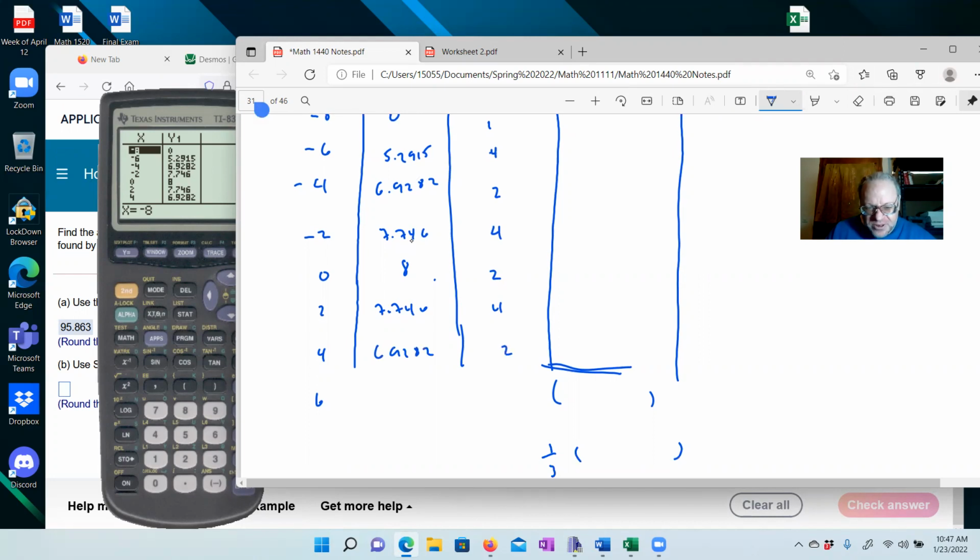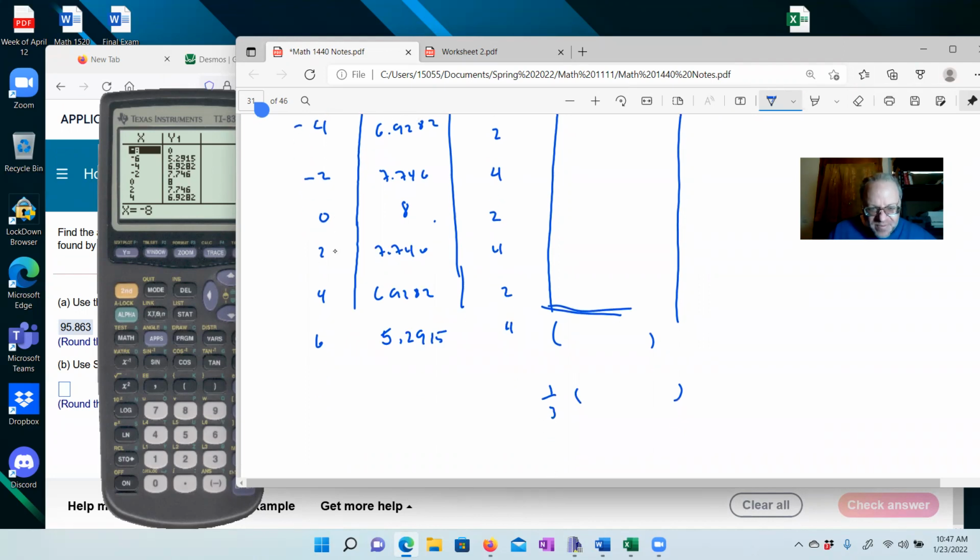6.9282. That's back down to a 2. Okay, at 6, this was 5.2915. This got up to a 4. And then finally we get up to 8. This was 0. And then we just have our 1 there. Okay, go ahead and erase this. We have some room.